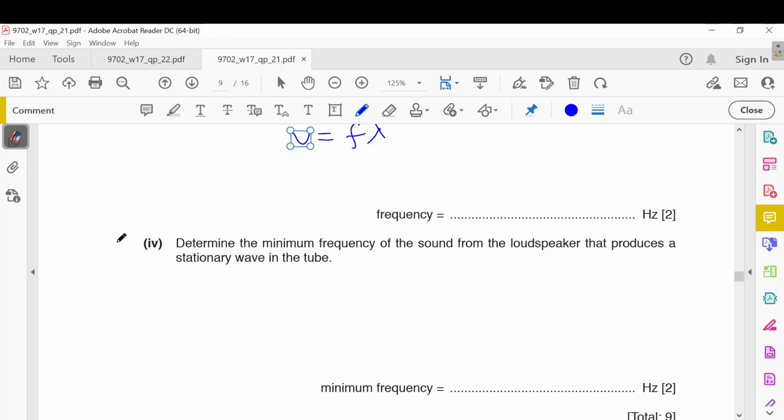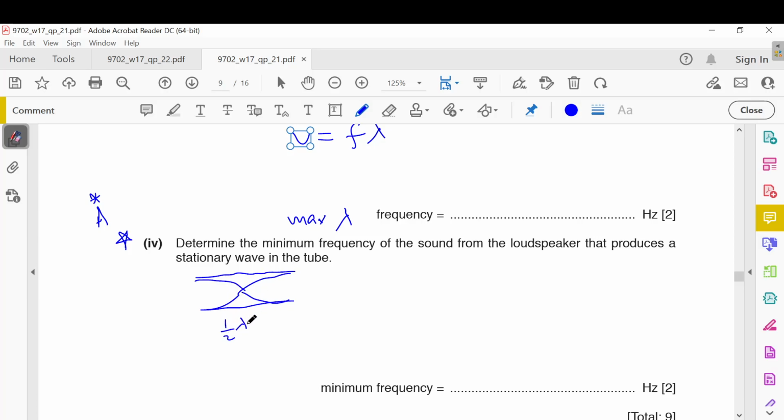That was the point which belongs to your skills related to A star. That really challenged you. Determine the minimum frequency. Minimum frequency belongs to maximum wavelength. And maximum wavelength in a pipe open at both ends is always of that pattern.